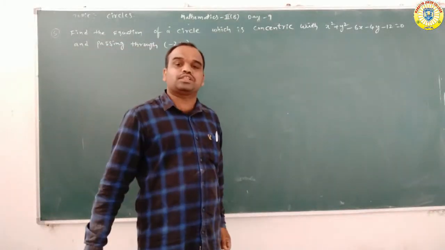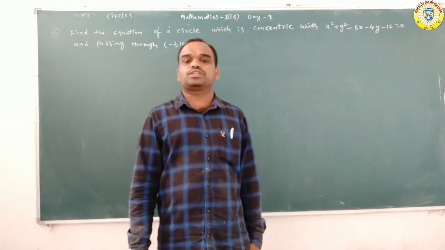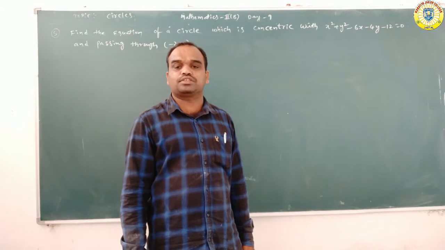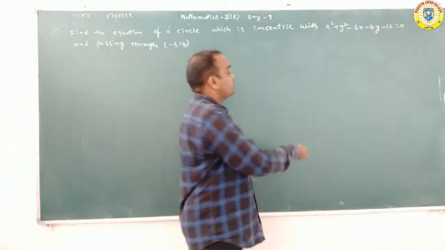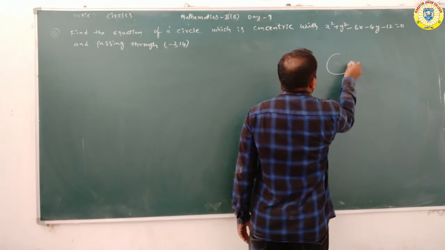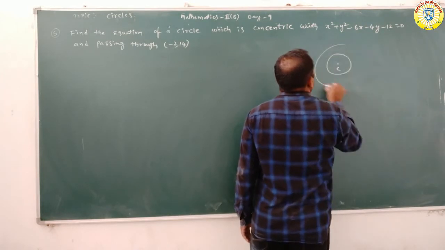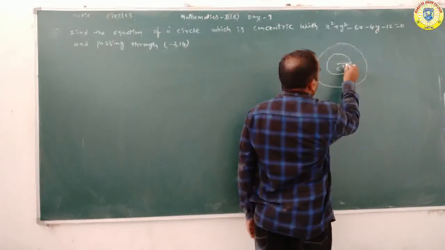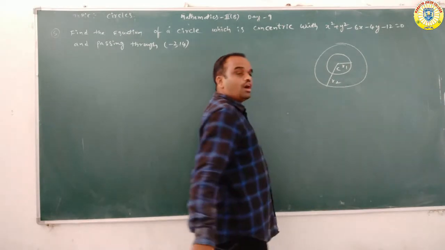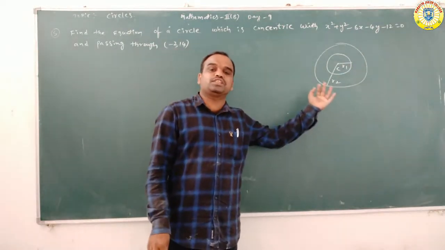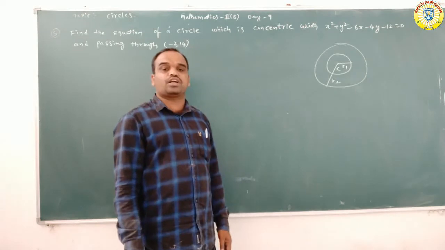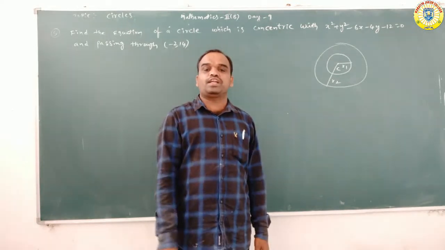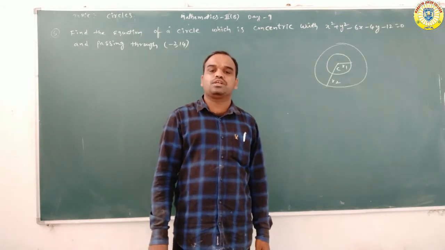What is the definition of a concentric circle? Two or more circles having the same center with different radii are called concentric circles. Understand? See here, this is the center of the first circle, and this is the center of the second circle, also the same center, but these two circles have different radii, R1 and R2.